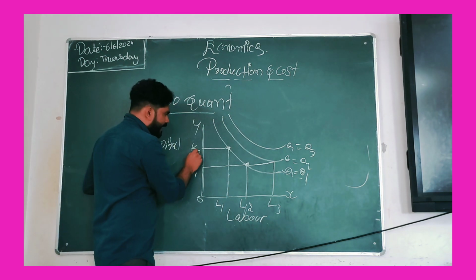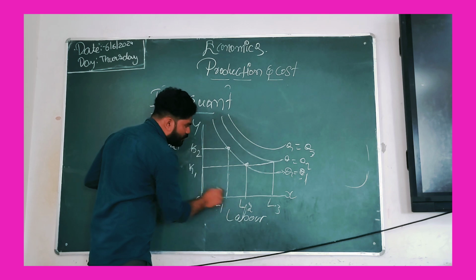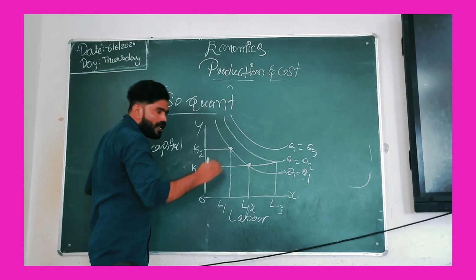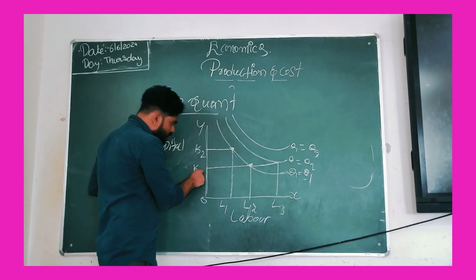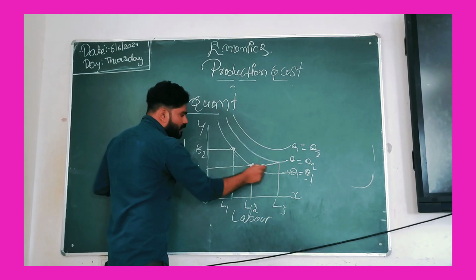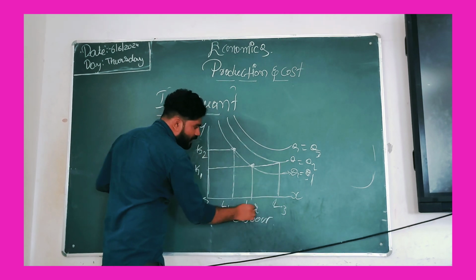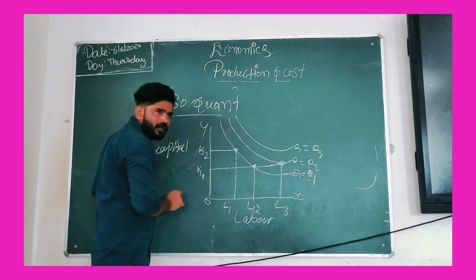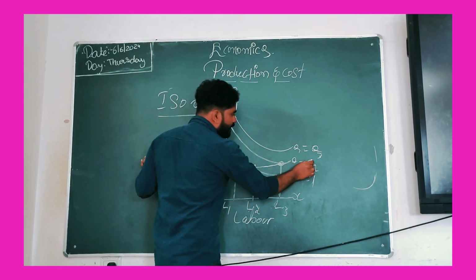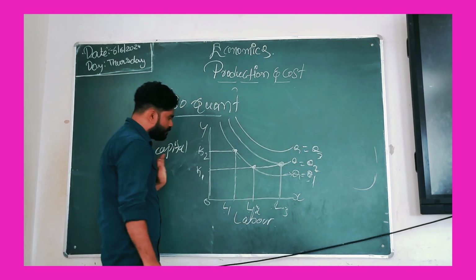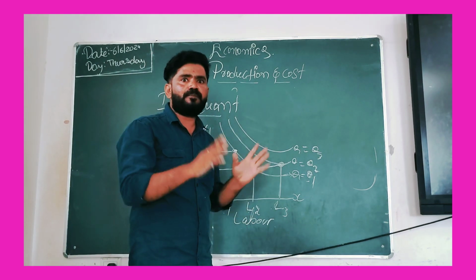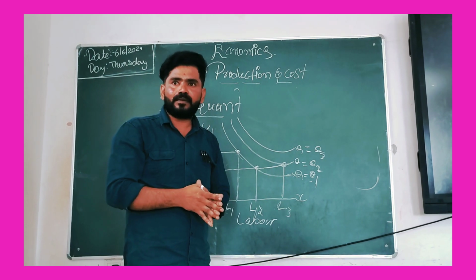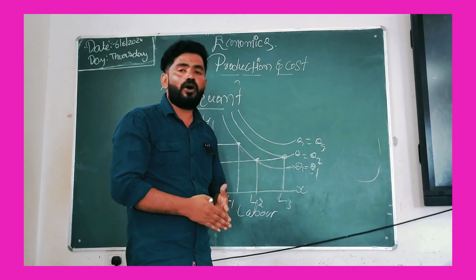Here, K2 and L1, K1 and L2 represent the same level of output. Here the firm only uses labor, increasing labor from L2 to L3, and the output also increases. This output is called the Q2 level of output. It means both factors, labor and capital, are increasing in the firm, so automatically the production is also increasing.